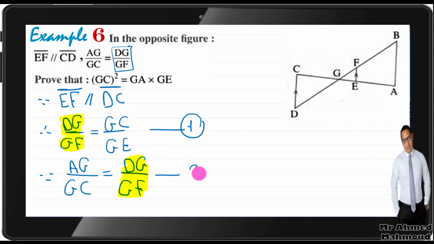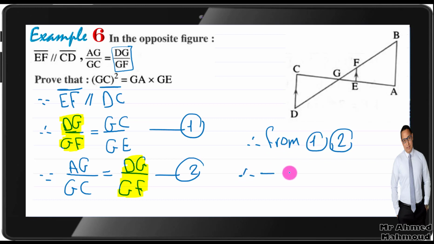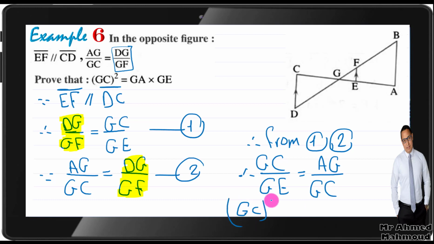So from 1 and 2, therefore GC over GE equal AG over GC, and by making a cross multiplication, GC times GC equal GC to the power of 2, equal AG times GE. And this is the end of the lesson.